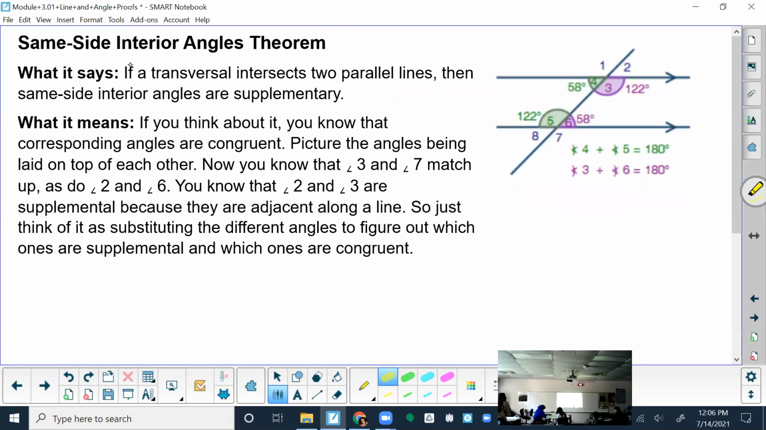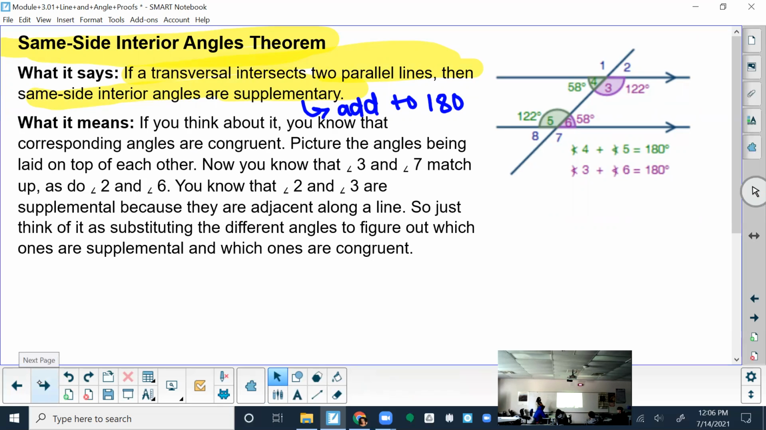All right, same side interior angles theorem. You're kind of seeing the pattern here. It says that if a transversal line intersects two parallel lines, the same side interior angles are supplementary. So what does supplementary mean again? They add to 180. So the same side interior angles are not congruent. They're supplementary, which means that they add to 180.